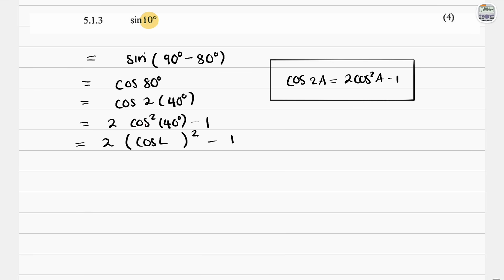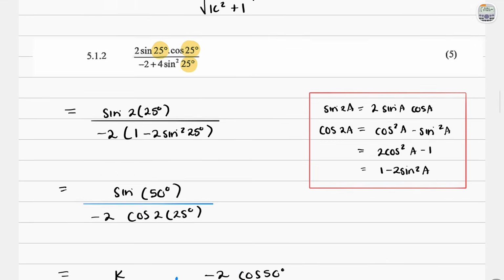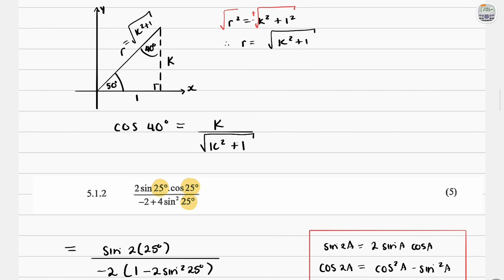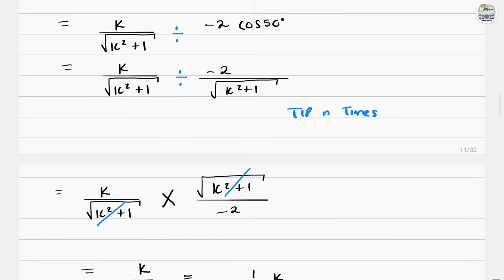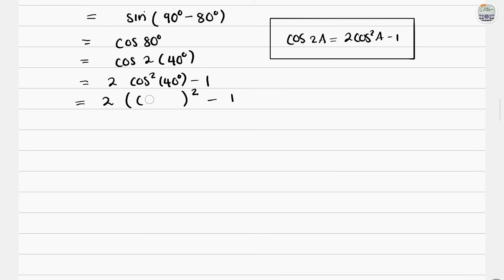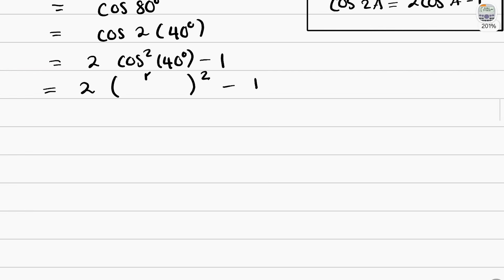So let's just find out what cos 40 degrees is. Cos 40 degrees, we already found that to be this, k over the square root of k squared plus 1. So in place of this, we're just going to put that in. And just simplify. Okay, so the 2 is still there. We're going to square those. The numerator gets squared to become k squared. So it's just k squared over, the denominator gets squared.